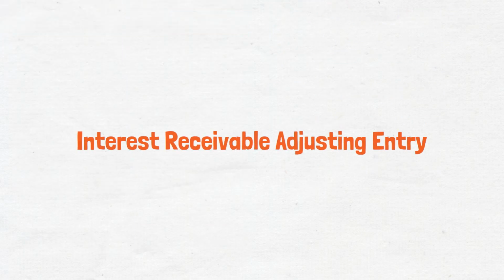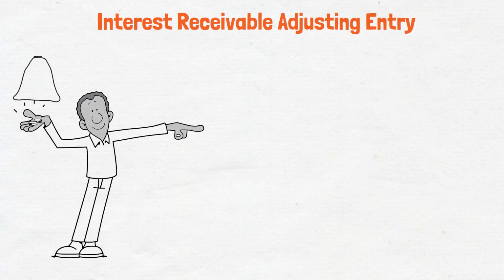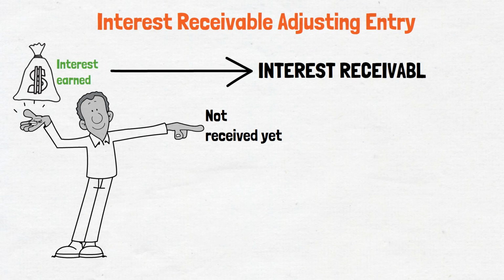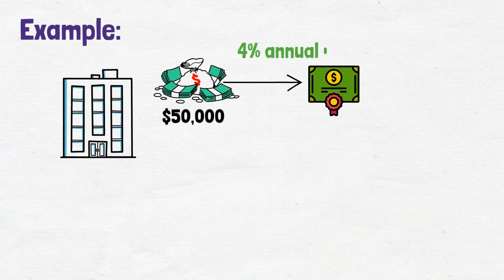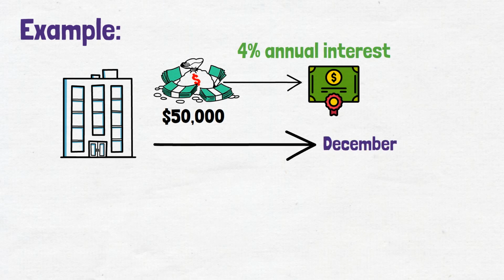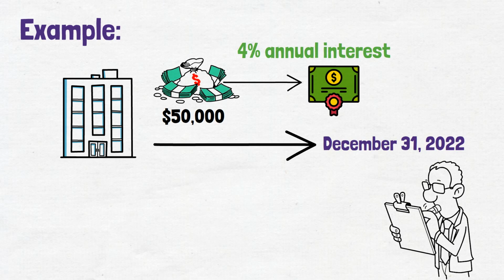Interest receivable adjusting entry. When a company has earned interest on a loan or investment but has yet to receive the payment, it records the amount as interest receivable. At the end of the accounting period, the company must make an adjusting entry to reflect the interest earned or accrued during that period. Here is an example of an interest receivable adjusting entry. Suppose a company has invested $50,000 in a bond that pays 4% annual interest, with interest payable on December 31st of each year. The accounting period ends on December 31st, 2022, so the company needs to make an adjusting entry for the interest earned or accrued during that period.